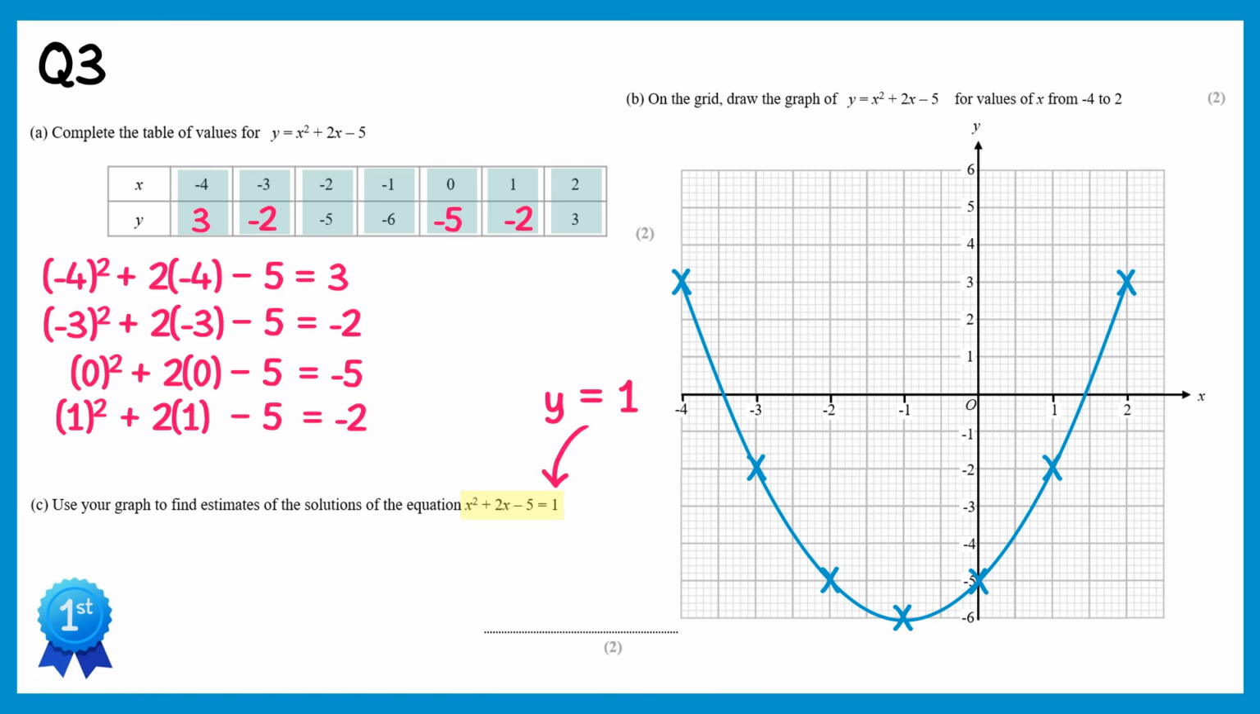Y equals 1 is a horizontal line that goes through 1 on the y-axis, so something like this, and you can see they cross in 2 places. We just need to read off the x coordinates of those since we're solving an equation in x. So if we draw some lines down to the x-axis, you can see the left one here, I'd say that's about negative 3.6, and the right one probably positive 1.6. You'd be allowed to be one decimal place out on either of those.